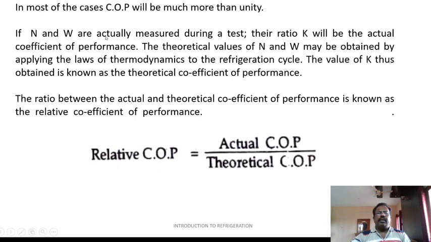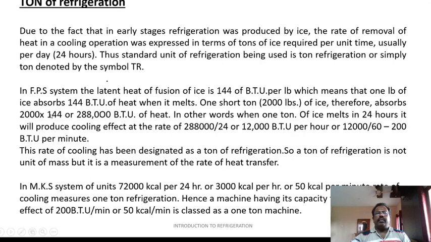If N and W are actually measured during a test, their ratio K will be the actual coefficient of performance. The theoretical value of N and W may be obtained by applying the law of thermodynamics to the refrigeration cycle. The value of K thus obtained is known as the theoretical coefficient of performance. The ratio between the actual and theoretical coefficient of performance is known as relative coefficient of performance.